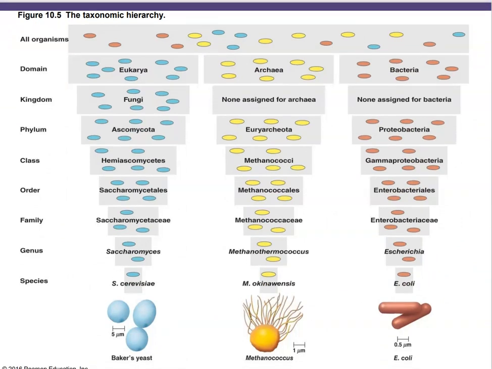We're starting out with the broadest grouping, and that would be the domain system right now. So for the broadest grouping, we either have a eukaryotic cell, a bacterial cell, or an archaeal cell. So that would be our domain. That's our starting point. So here's all organisms. That's everything.